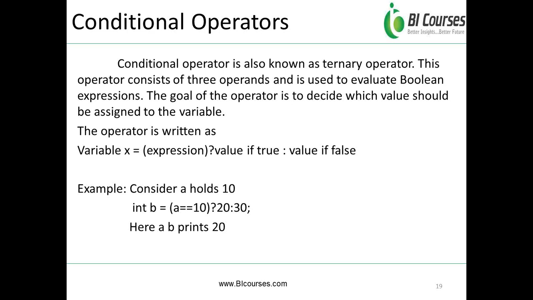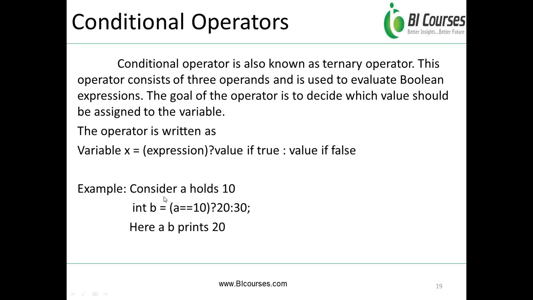The goal of this operator is to decide which value should be assigned to the variable. See here, variable x equals some expression, question mark, value, colon, value. If this expression is satisfied, that is true, then whatever value we have after the question mark will be assigned to the variable. If it is false, whatever value we have after the colon will be assigned.